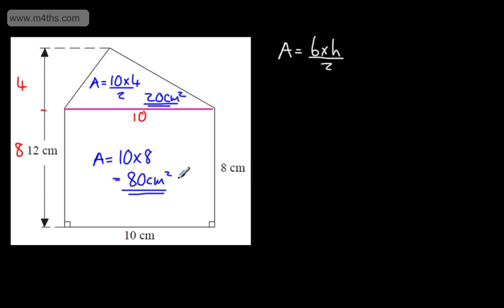So we can see now that the total area of this one, so let's go ahead and do that, the area is going to be 20 plus the 80, which is going to give us 100 centimetres squared. So that now is what we have.